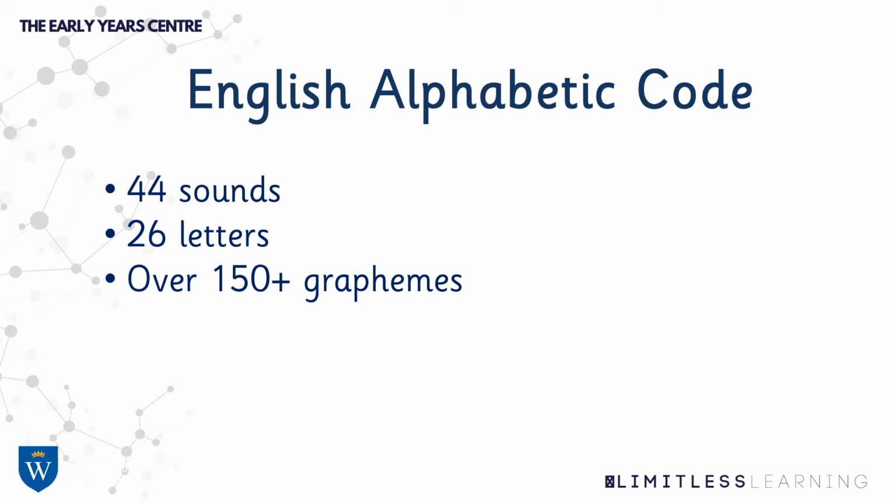Now, the English alphabetic code, we use 44 sounds to make all of the words in the English language. Now there, you can see there's a problem already. We've got 44 sounds, but only 26 letters of the alphabet. So those 26 letters work singly, in pairs, or sometimes in threes to represent one sound. In English, we have more than 150 graphemes. That's more than 150 ways to represent 44 sounds using just 26 letters in the alphabet. So it makes it one of the most complex languages to learn.